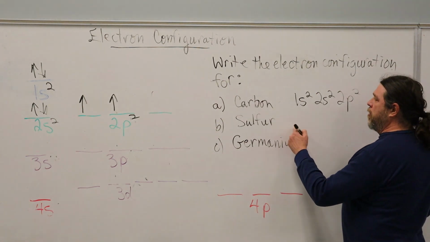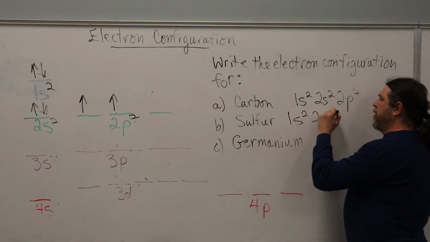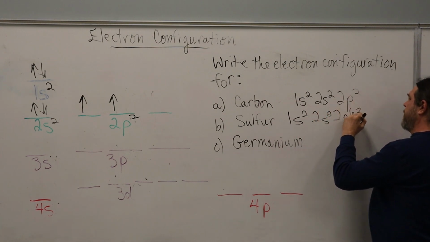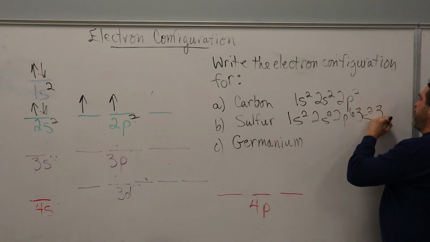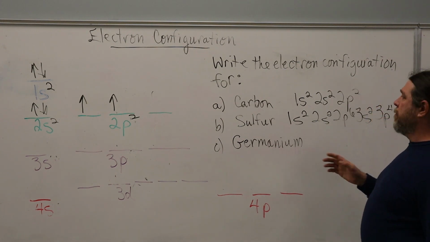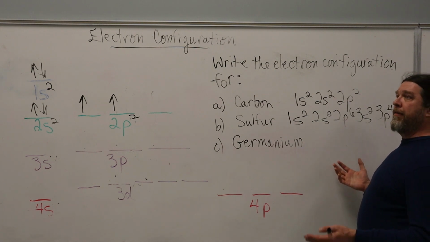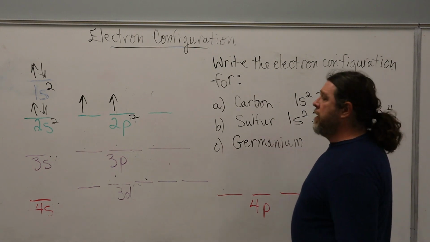Let's move on to sulfur. So sulfur is 1s2, 2s2, 2p6, 3s2, 3p4. Where does that come from? So let's go from carbon to sulfur. Let's just keep going. In fact, I'll just go ahead and model everything between carbon and sulfur, to give you a little extra practice.